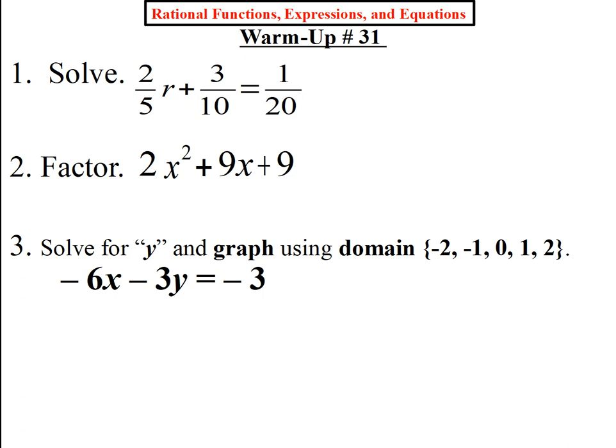Alright, so warm-up number 31. Once again, for number 1 it says solve 2/5 r plus 3/10 equals 1/20. For number 2 it says factor 2x squared plus 9x plus 9. And for number 3 it was solve for y and graph using the domain -2, -1, 0, 1, and 2. The equation given was -6x minus 3y equals -3. For right now, the only thing I want you to share with your neighbor is what you got for number 1.